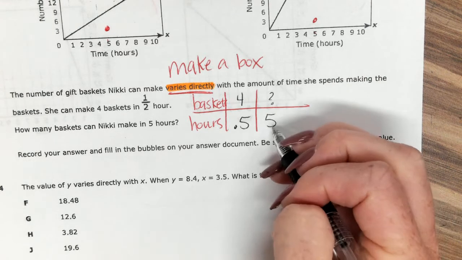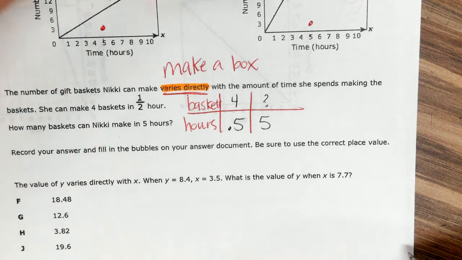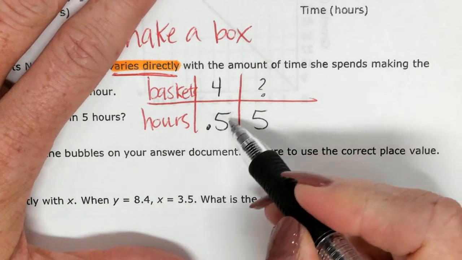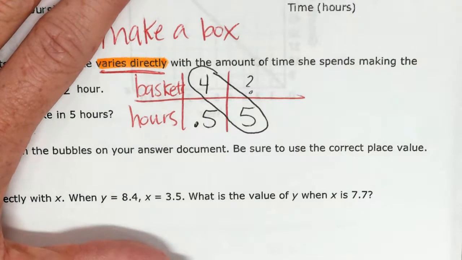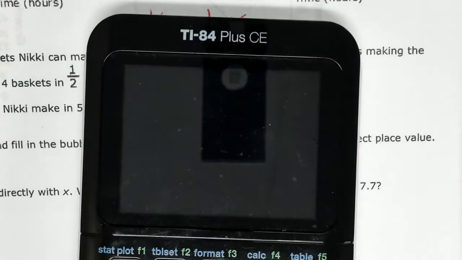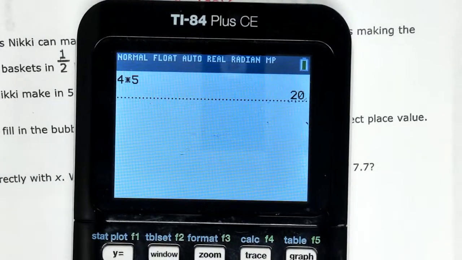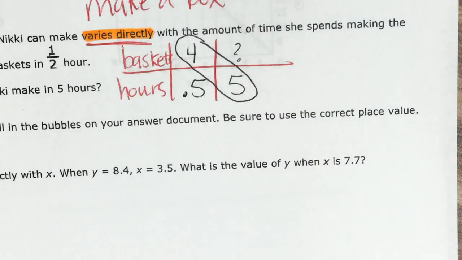Why does 5 have to go here? Because it's hours. To solve this problem, you're going to cross multiply. Well, I can't cross multiply those, so I have to cross multiply these. 4 times 5 is 20, and divide by what's left over. 4 times 5, divide by 0.5, and the answer is? 40. Now, this would be a griddable.